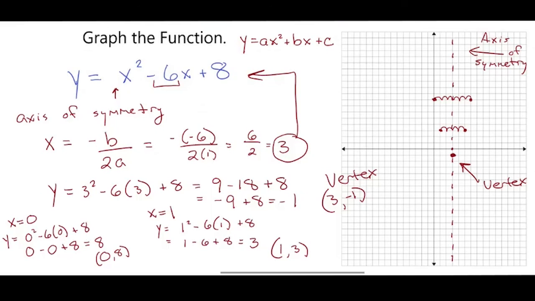All right. So now I'm going to draw the curve that connects these 5 points. And there's the curve that goes through all 5 of these points. And now I'm going to put arrows on the ends here just to show that it goes on forever. So this is how you graph the function y equals x squared minus 6x plus 8. And make sure you label the vertex and axis of symmetry.